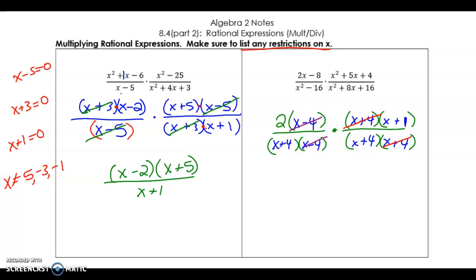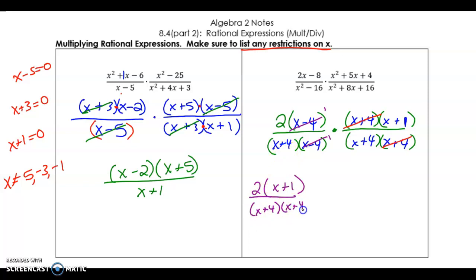And it looks like that's it. So let's see what we're left with. So remember, you're going to multiply through the top. So 2 times x plus 1. And technically, when we cross these out, we're still left with 1s. But I don't need to write times 1. If we got rid of everything, though, we would be left with 1. All right, over x plus 4 times x plus 4.